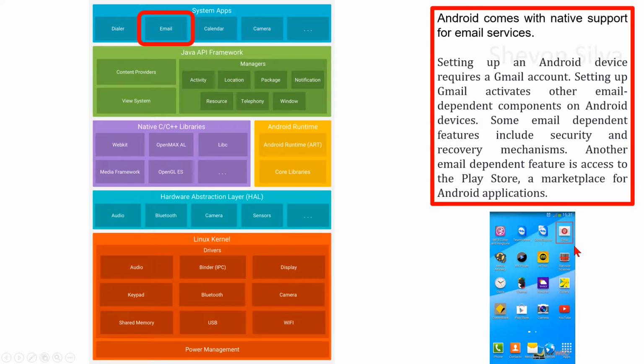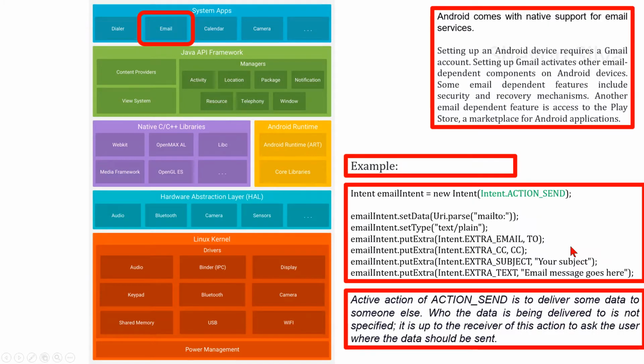Here you can see email app. Here is an example code. Here you can see intent.action send and set data type, and other put extras like intent.extra email, intent.extra cc likewise.